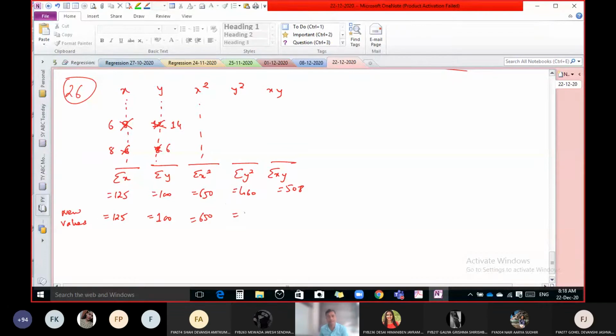Okay, here what we require to do, so 460 is the actual value. We have to remove the wrong values. So which are the wrong values? Can you tell me which are the wrong values?